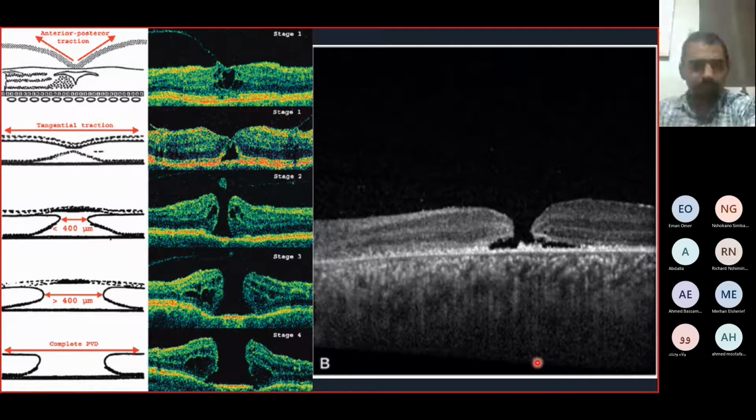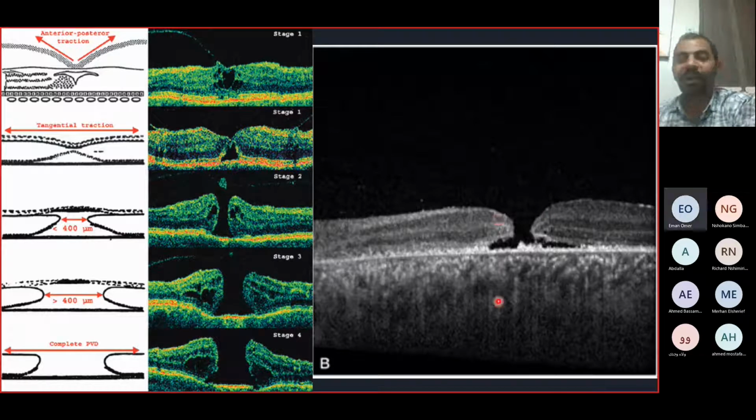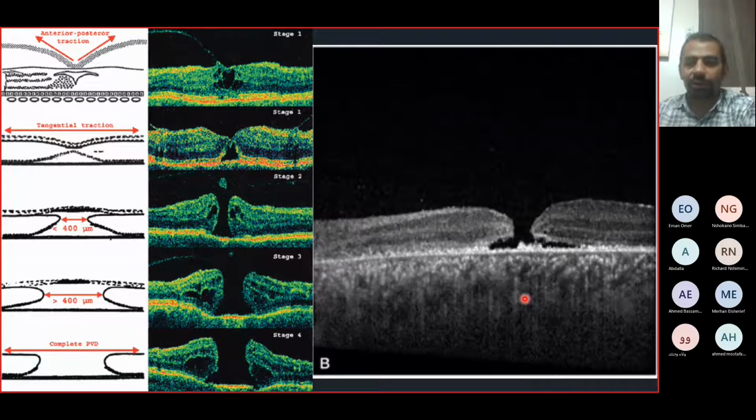Okay. So who can tell me what we can see here in this OCT? Who can give us a comment about what's going on in this OCT? Disturbed fovea. Disturbed foveal pit. And what we can notice here, what is this? Macular hole. This is a full thickness macular hole.